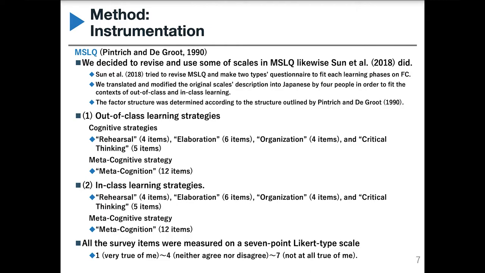The factor structure was determined according to the structure outlined by Pintrich and De Groot. First, MSLQ questionnaire was about out-of-class learning strategies. It consisted of two skills. The cognitive strategies consisted of rehearsal, elaboration, organization, and critical thinking. The metacognitive strategy consisted of 12 items. Second, MSLQ questionnaire was about in-class learning strategies using the same skills as out-of-class learning strategies. All the survey items were measured on a 7-point Likert type scale ranging from 1 up to 7.